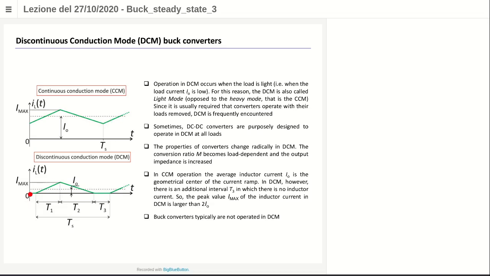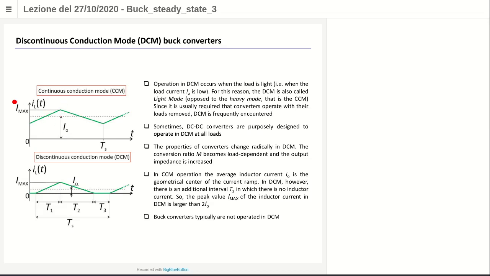And eventually it happens that, as shown in this second figure in the slide, the minimum current of the inductor touches zero, and then it should become lower than zero. It won't become less than zero. In that situation, what happens?